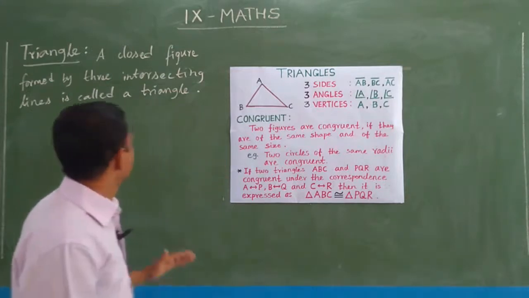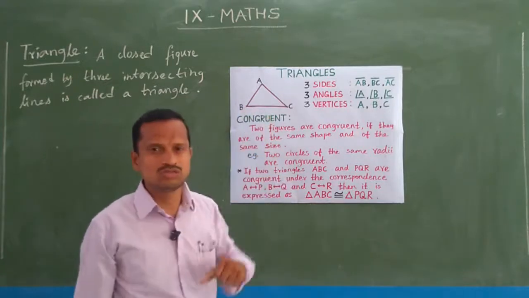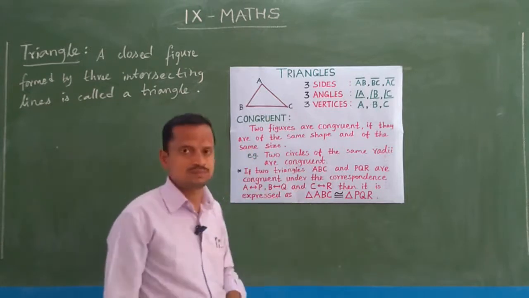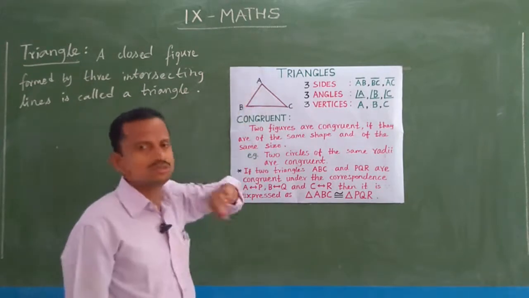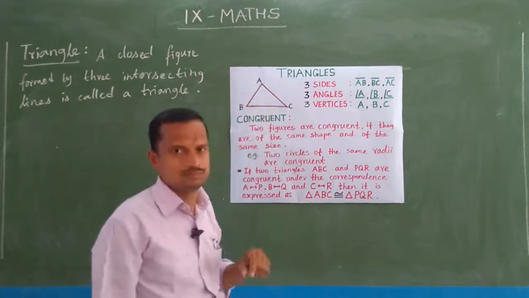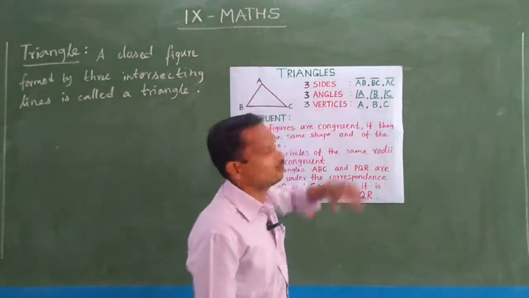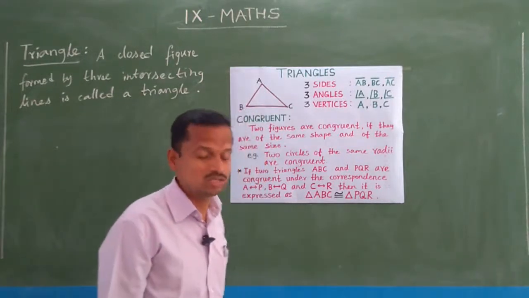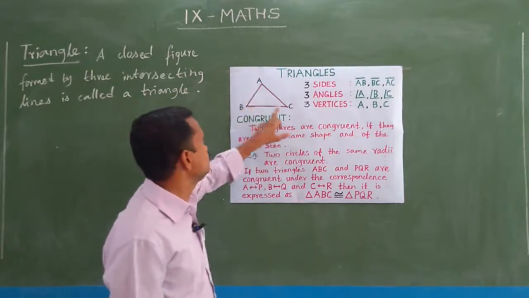Now consider a triangle ABC. How many sides are there? Three sides. So everything is three: three sides, three angles, three vertices. A is a vertex, so ABC means three vertices. The three sides are AB, BC, and AC. AB is a line, but to mean the line segment I put a bar above AB. These sides are nothing but line segments. And the three angles are angle A, angle B, angle C.